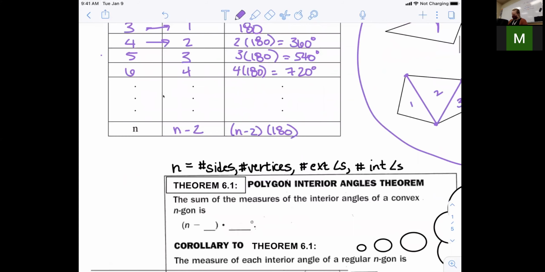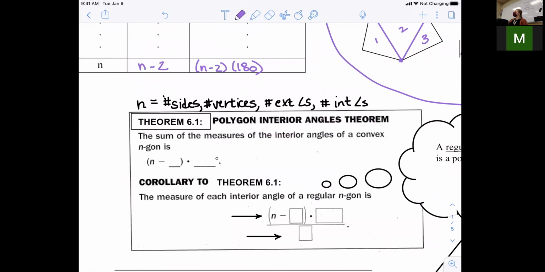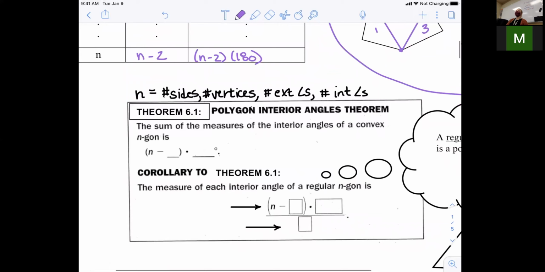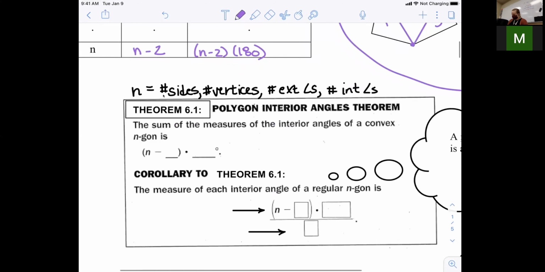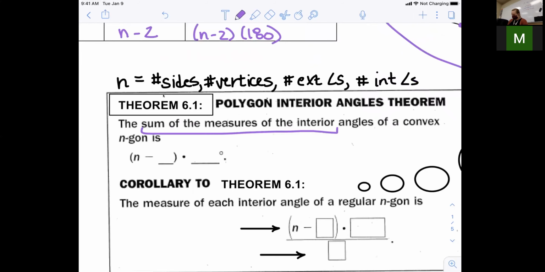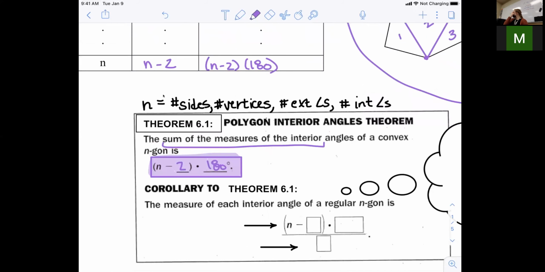this formula. N, I forgot to mention this in my other classes, but N means a lot of things. It means the number of sides, the number of vertices, the number of interior angles, the number of exterior angles. We use n for a lot of things. Again, the sum of the measure of the interior angles is n minus 2 times 180. I would personally put a box around it. I would highlight it. I would star it. I would make some kind of mental note to myself that this is important. We're going to use this in a minute and then for the rest of today and on your homework.